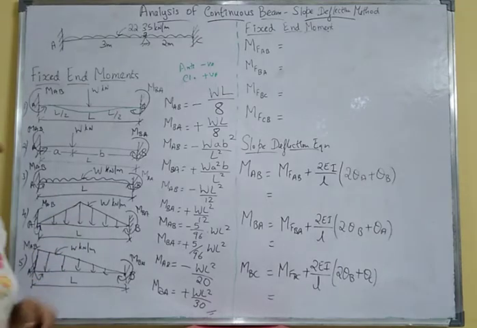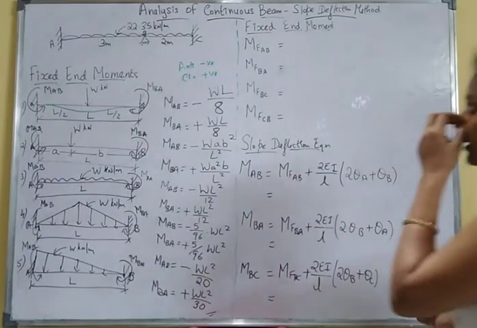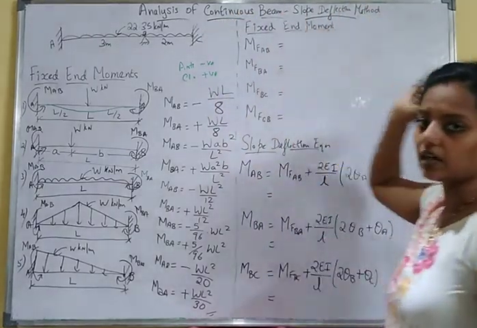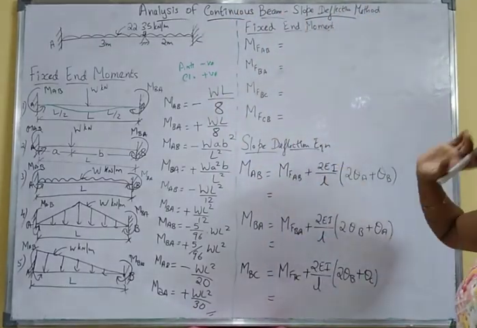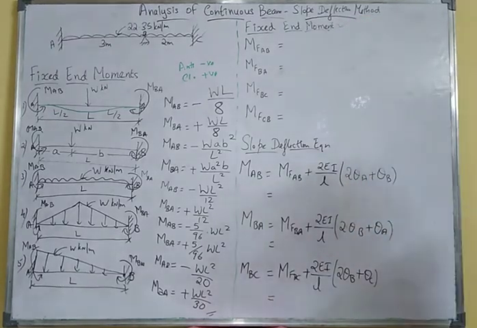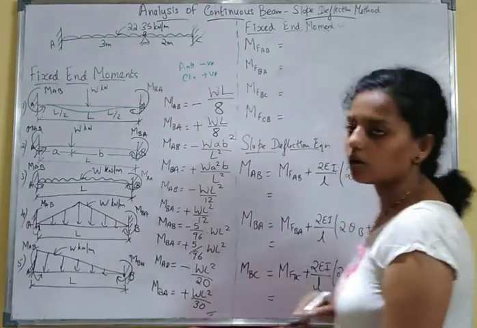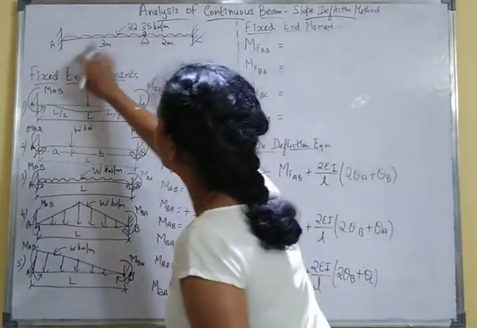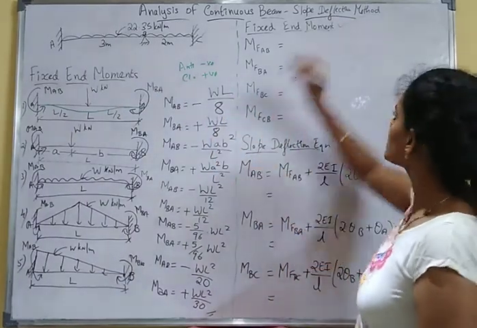Now I'll go further and analyze this problem using the slope deflection method. The first step is to find out the fixed end moments of that beam. To find the fixed end moments, you have to consider each span as fixed end.